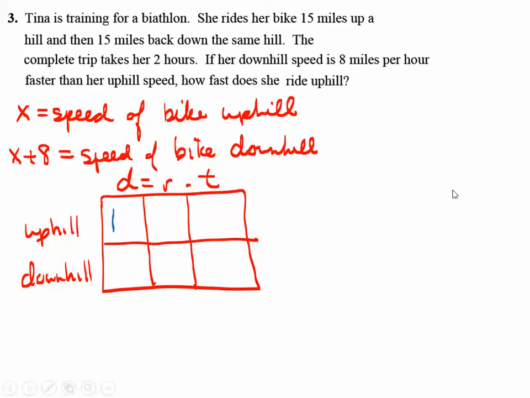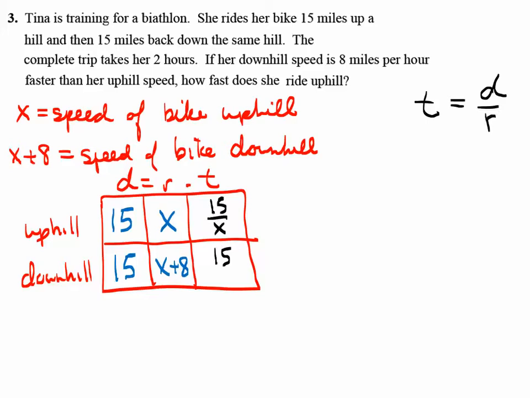So, distance, everybody okay with 15 miles? 15 miles there. Uphill, we already have it. Everything's set for it. It is x. Downhill then, x plus 8. And then remember T is, again remind you here, it's D over R, right? So how about 15 over x, and how about 15 over x plus 8?